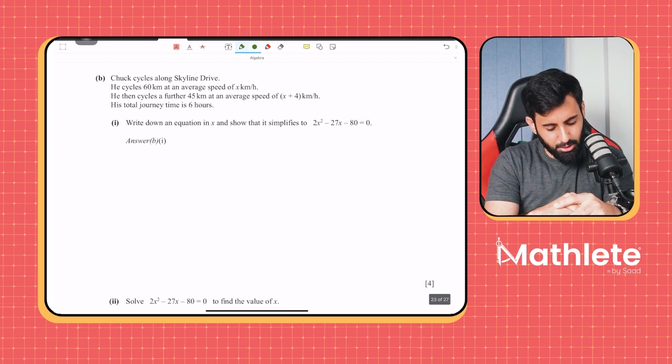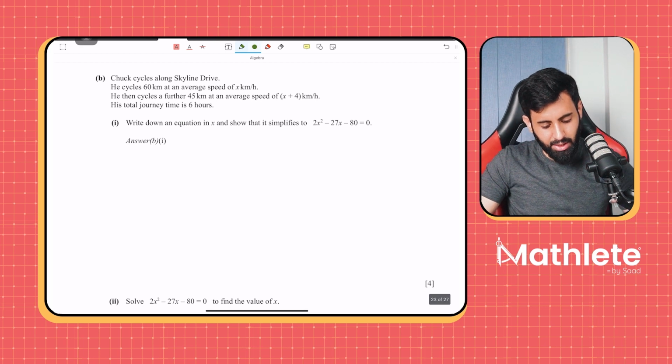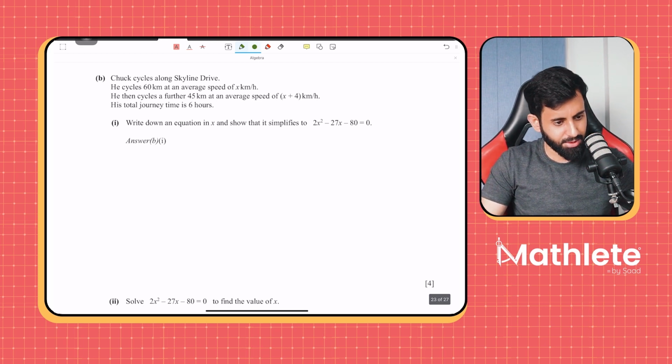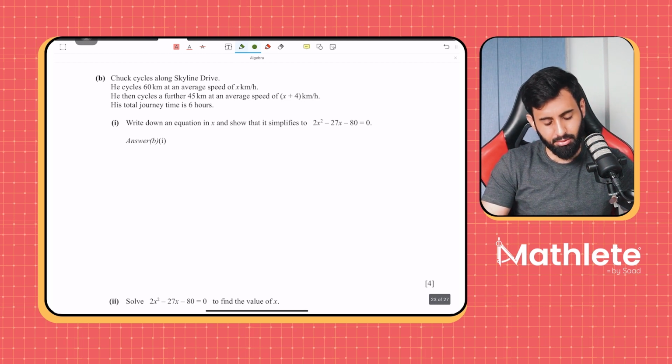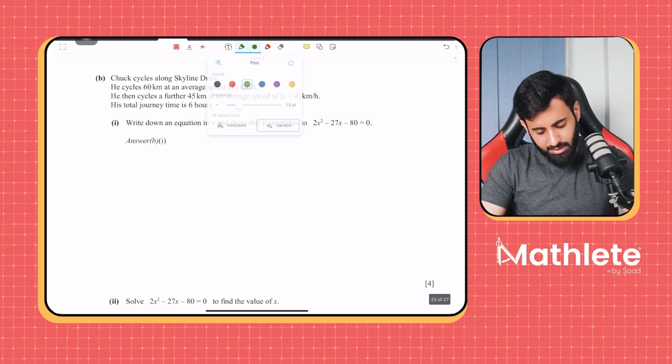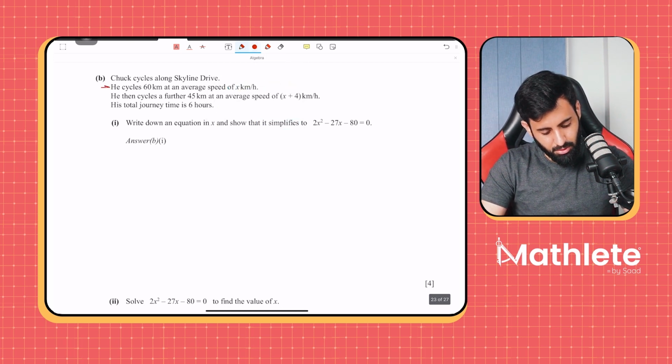He cycles 60 kilometers at an average speed of x kilometers per hour. So basically, we have Chuck who's cycling, okay? And he's cycling in two parts, okay? First, 60 kilometers and then a further 45 kilometers, okay? So let's write down this piece of information. So for the first part of the journey, what is the distance he's covering?